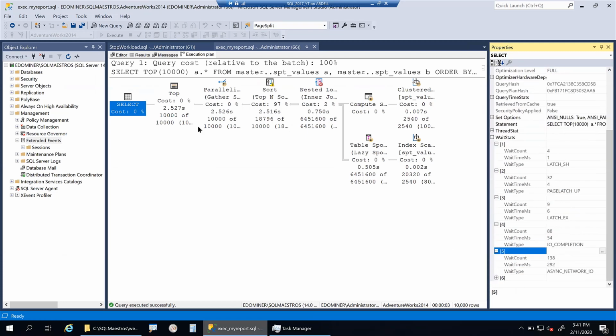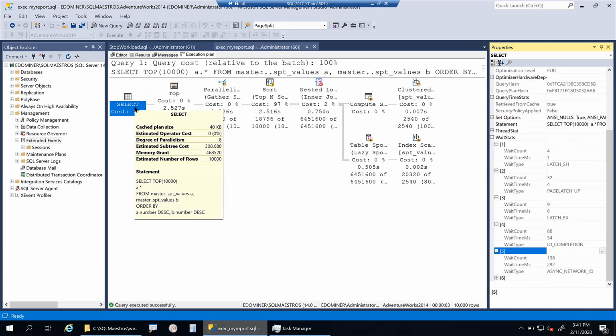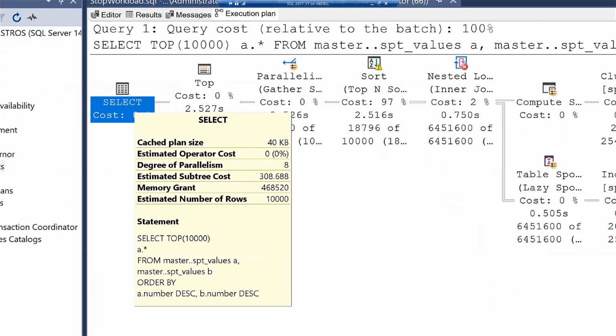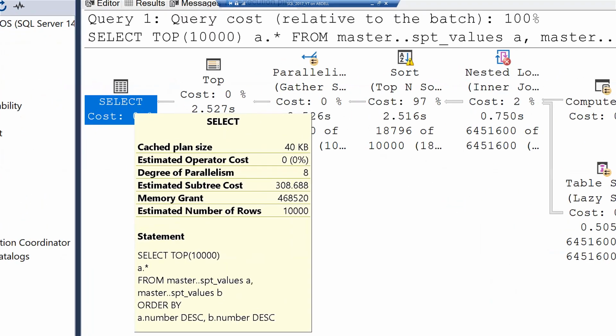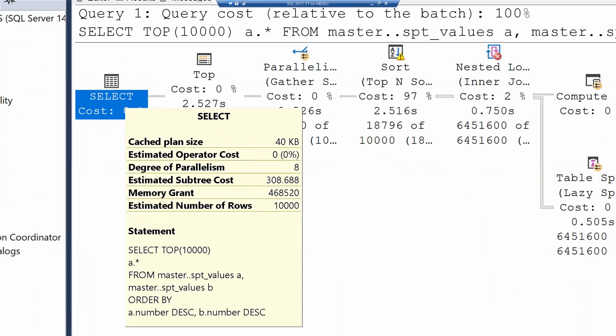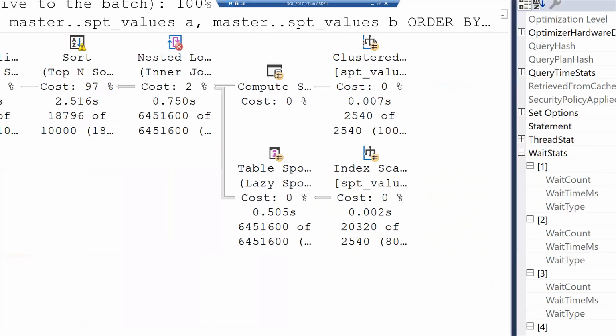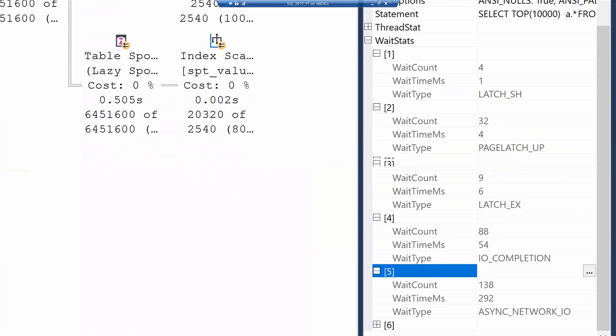Friends, also take note that if I show you the select this time, look at this: the memory grant requirement is almost the same, right? And there is no warning because it got that much memory. Why? Because the other workloads are not running right now. And these are the wait types that you can see.